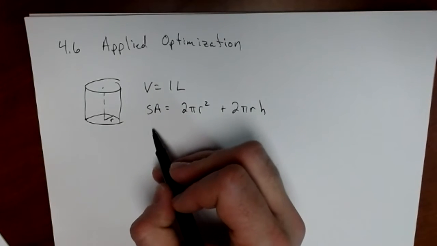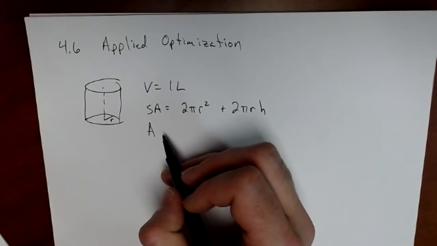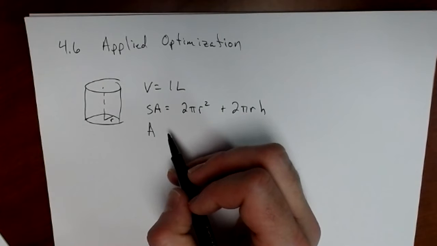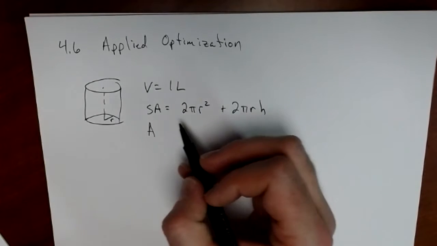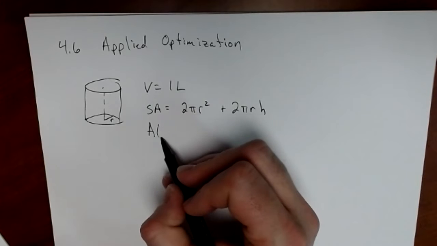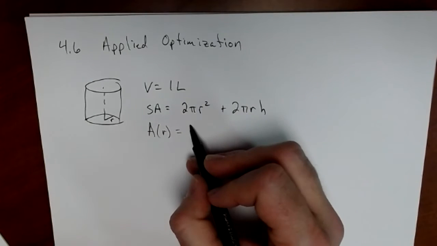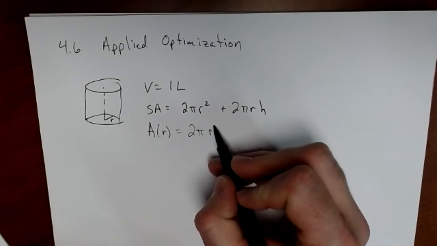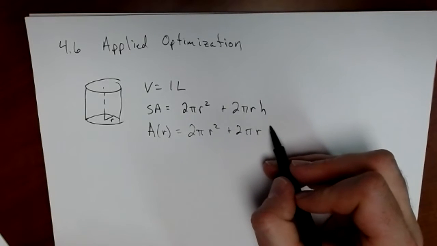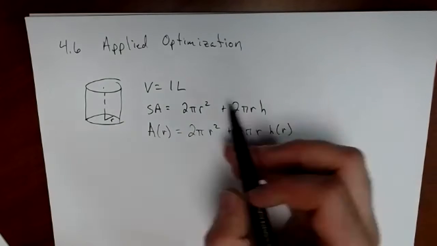So the area, I'm just going to call it A, as a function of the radius of the can. So what we want to do, we'll get this all in terms of radius, is a function that we're going to minimize. We're almost there. 2 pi r squared plus 2 pi r h. And then we've just got to write h in terms of r. So how can we do that?